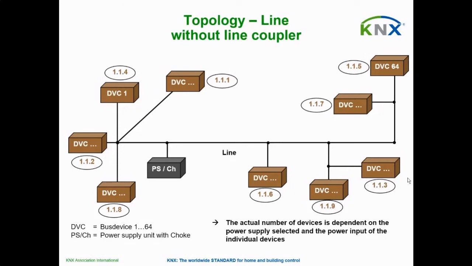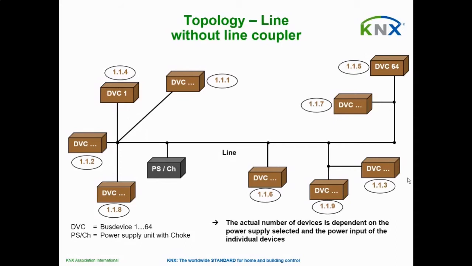If we have the devices just thrown randomly onto a line like this, every device will have an individual device address on that line. You can see we have device 1.1.1, 1.1.2, 1.1.4, 1.1.6, 1.1.8, just the various individual device addresses. When we first program a KNX device, the first thing we must do with the KNX device is give it an individual address. And no two devices on the network can have the same address.